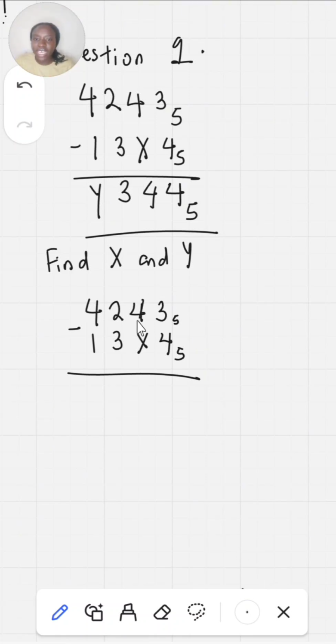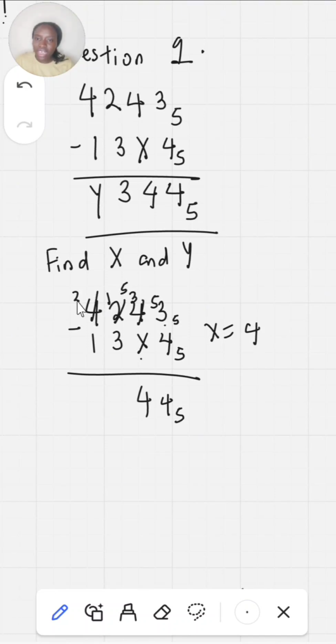So we are borrowing from here. We have 3, you put it here, that's 5 plus 3, which is 8. 8 minus 4 is 4 base 5. Now you're also borrowing from this place, you have 1, you're borrowing 5. 5 plus 3 is 8. What would you subtract from 8 to give you 4, which is this 4 here? That's 4. So that's why our x would just be 4.